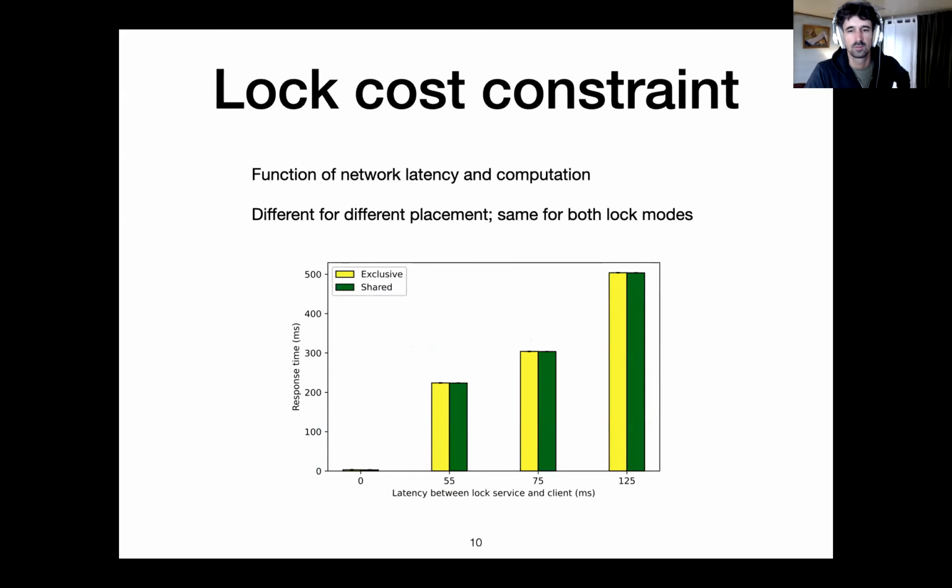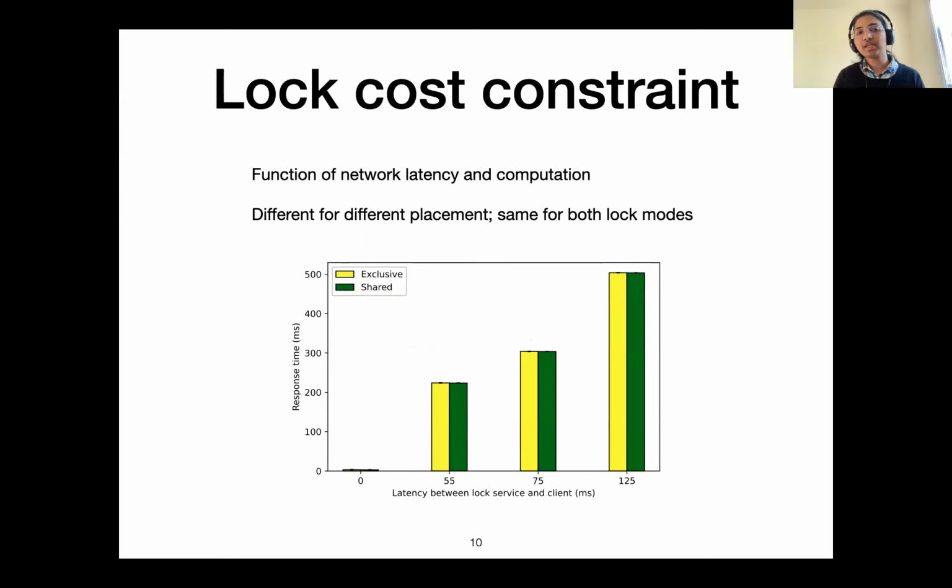So the fourth and the last constraint which we are looking into is the cost of locking itself. The cost of locking is basically the response time in acquiring and releasing a lock. So when the distance between the lock service and the user goes on increasing, we can see in the graph also that the cost of locking also increases.